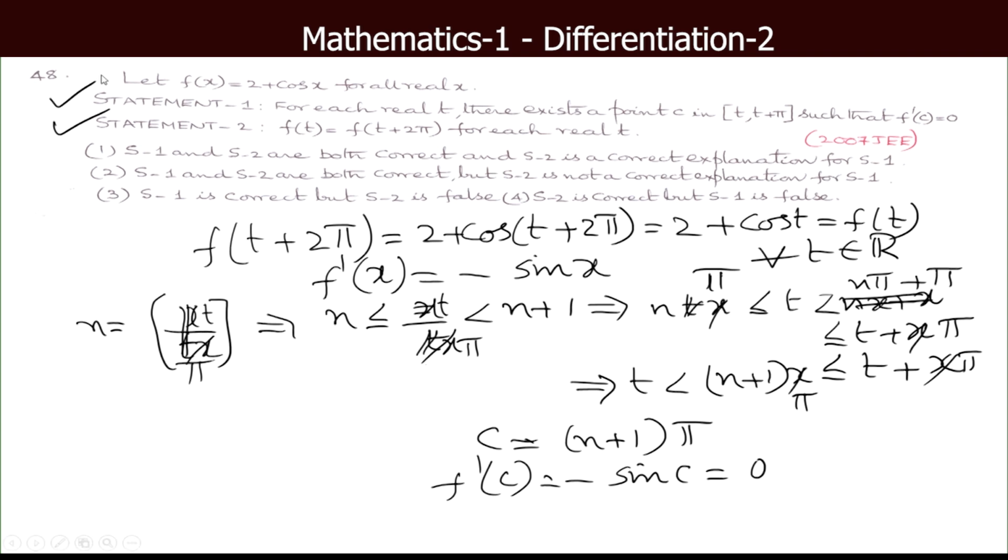But is statement 2 the correct explanation for statement 1? Certainly not. That periodicity of the cosine function is not the correct reason for statement 1 to hold. You can see the argument here for the validity of statement 1. So both statements are correct, but statement 2 is not a correct explanation for statement 1. So the second option is the correct answer.